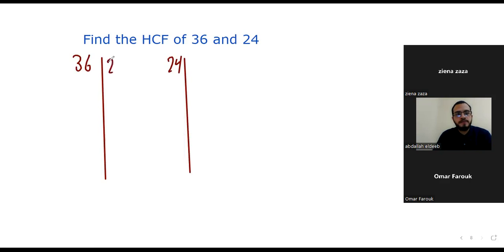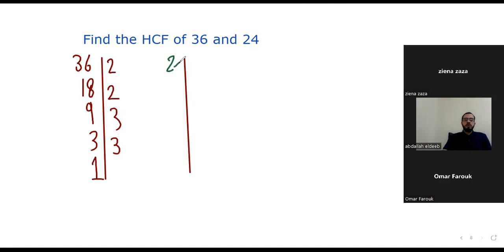And 36 divided by 2 is 18, divided by 2 is 9, divided by 3 is 3, 3 divided by 3 is 1. After that, 24 divided by 2 is 12. Divide by 2, 6. Divide by 2, 3. Divide by 3, 1. Okay?